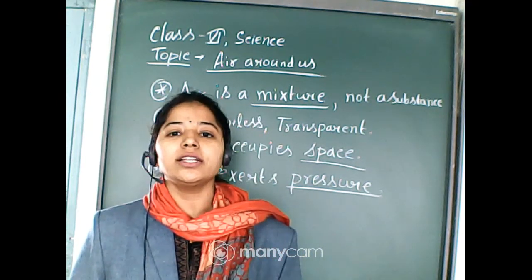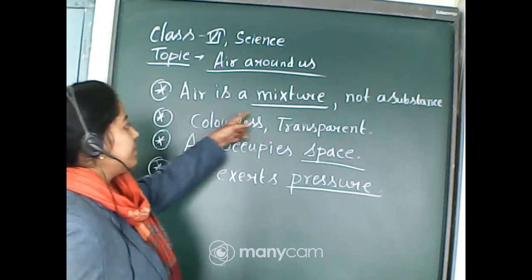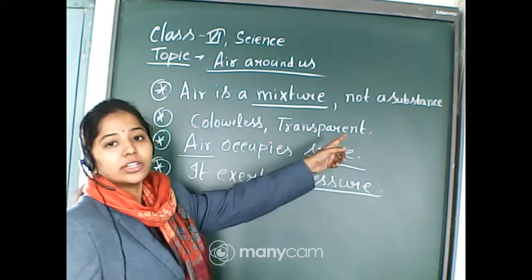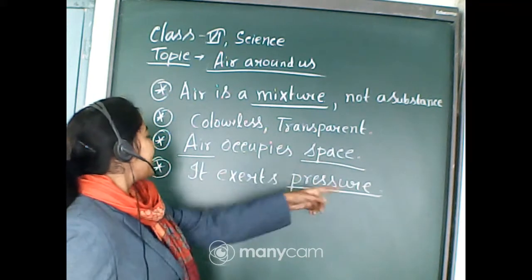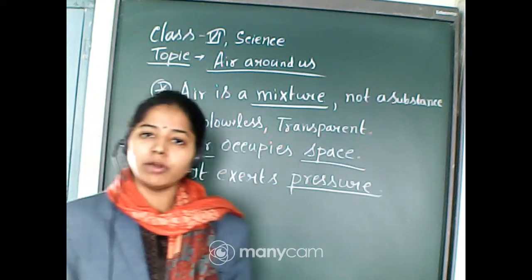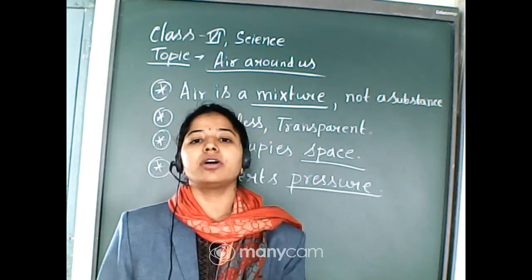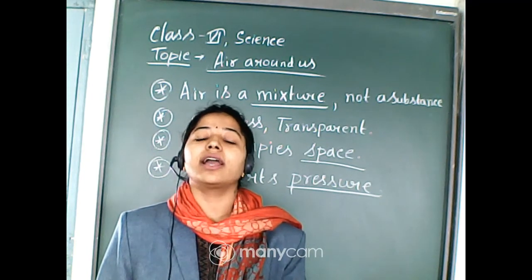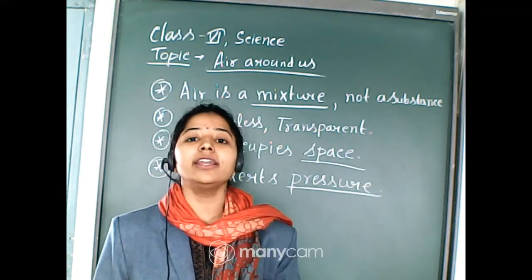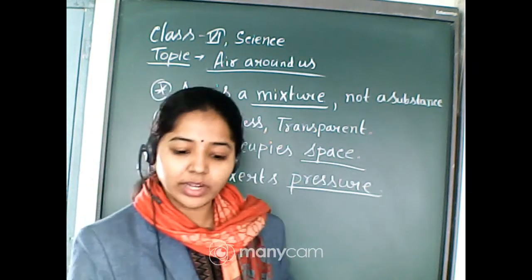As we have seen, the main characteristic features are: air is a mixture, not a substance. Air is colorless and transparent, and air occupies space and exerts pressure. Now, have you ever heard about wind? Wind is also a kind of air. Actually, air in motion. When air is moving, it is known as wind. Okay, you know this term wind.